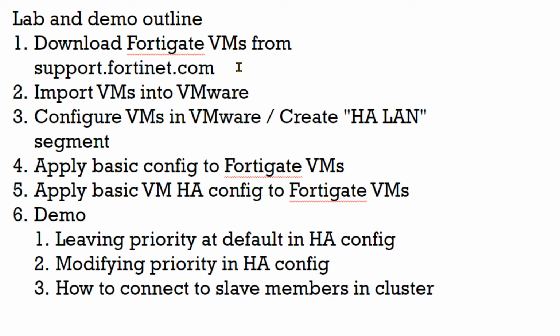And then we're going to import the VMs into VMware. Then we're going to configure the VMs in VMware and create that HA LAN segment. I'll show you how to do that. Then we're going to apply a basic config to the FortiGate VMs. Then we're going to apply a basic virtual machine HA config. And if you notice, I call that out because it's a little different. We're not going to use the broadcast, which is the default method for heartbeat communications. We're going to use unicast, and then we'll jump into the demos.